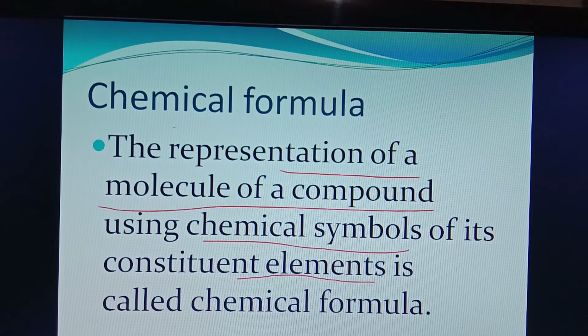That means when we write chemical formula, we are actually writing the symbols of the elements of which this compound is made of. And some numbers are also being used stating how many atoms of that particular element are there in it. So, let us see what are the things we should know while writing a chemical formula.